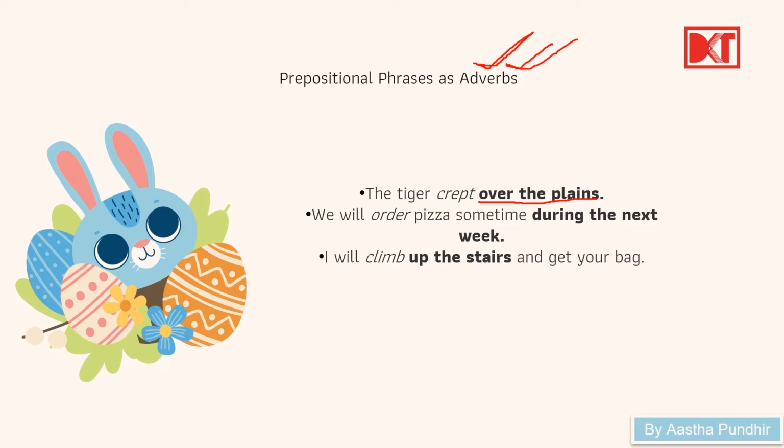Alright. Next up we have, I will climb up the stairs and get your bag. Up the stairs. Now up is the preposition, the stairs is the object, and these together they form a prepositional phrase which is acting like an adverb. And why an adverb? Because it is doing the job of answering the question of where. I will climb up the stairs. You will climb where? Up the stairs. Okay. So that's how prepositional phrases act like adjectives and as adverbs as well.